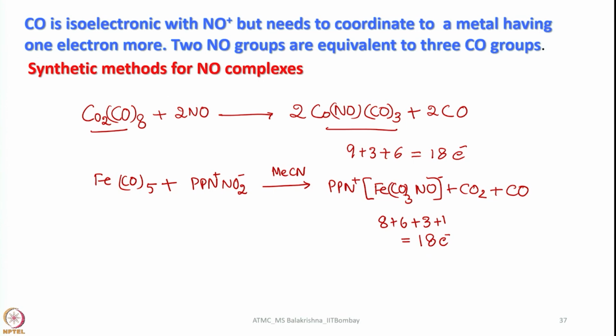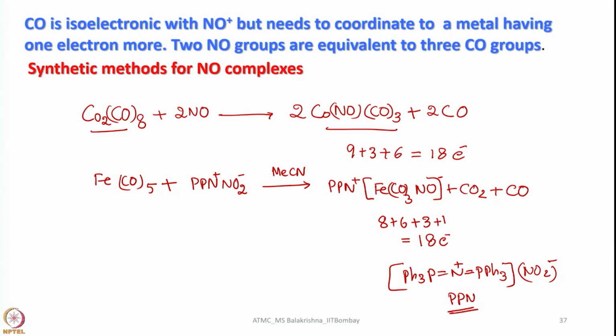And PPN, what is PPN? PPN is nothing but this bulky cation and NO2 here is neutral. So, this is called PPN.